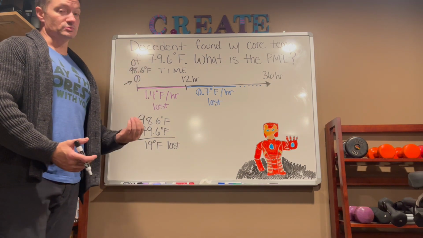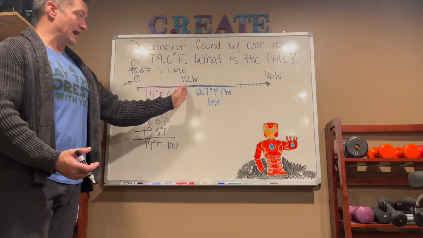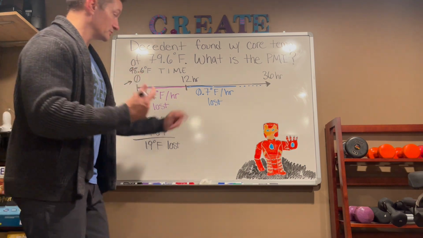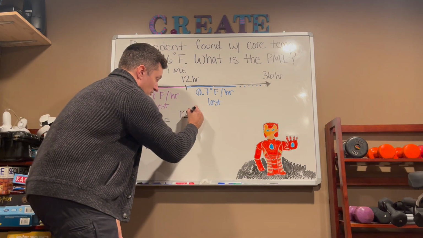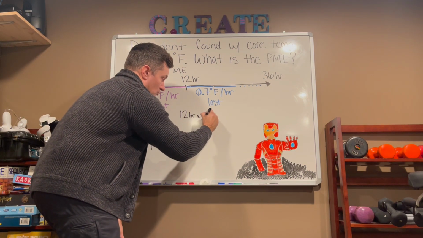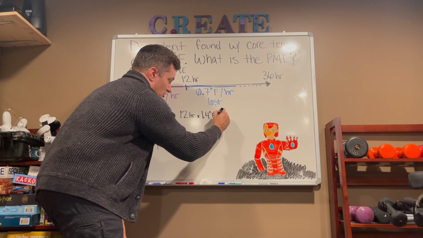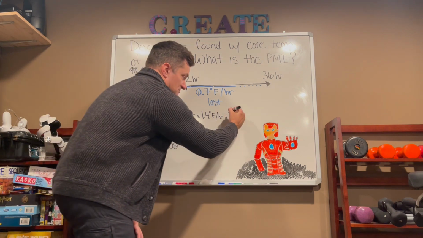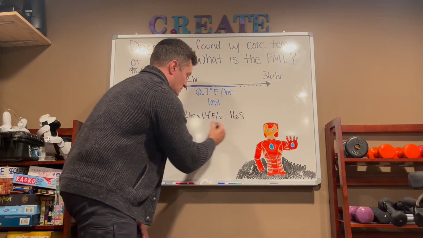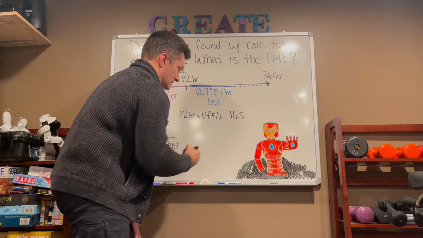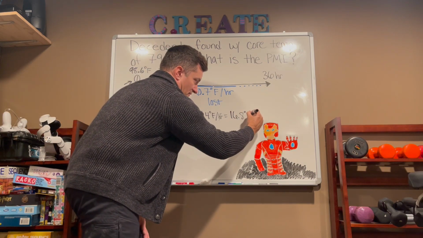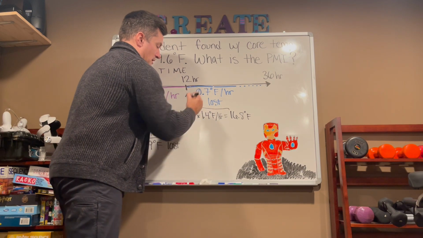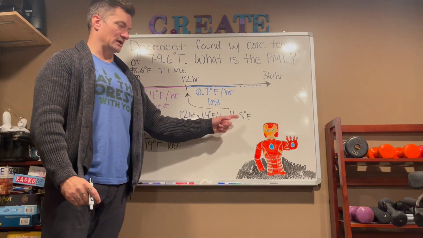So I think the best way to start with this is we need to determine how much heat would be lost if the person was dead for the full 12 hours. The way we do that is we take our 12 hours times our 1.4 degrees Fahrenheit lost per hour. If we do 12 times 1.4, that gives us 16.8, and our hours cancel. That's going to be 16.8 degrees Fahrenheit. So that means at the 12-hour mark, a body would have lost 16.8 degrees Fahrenheit.